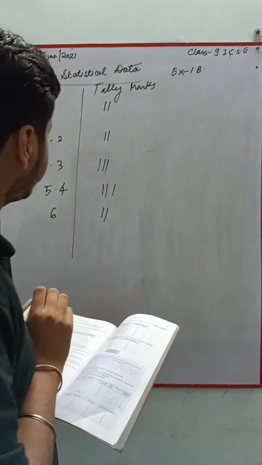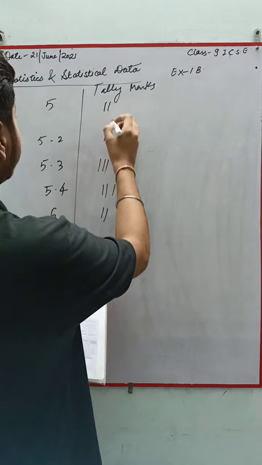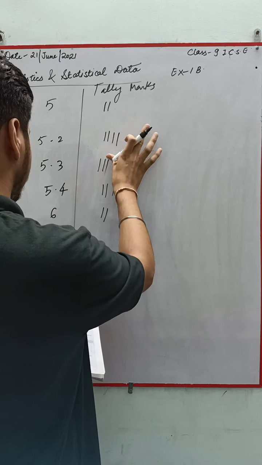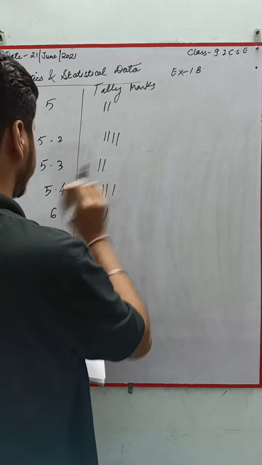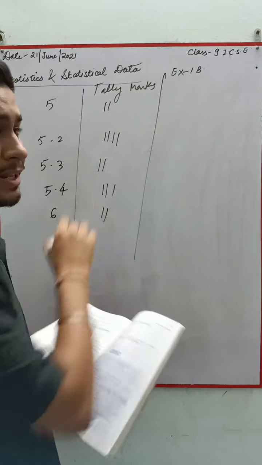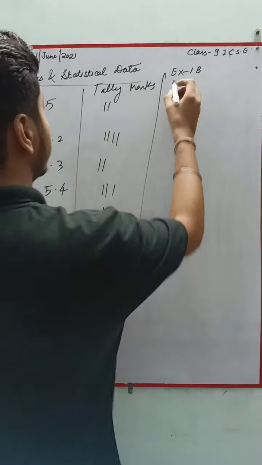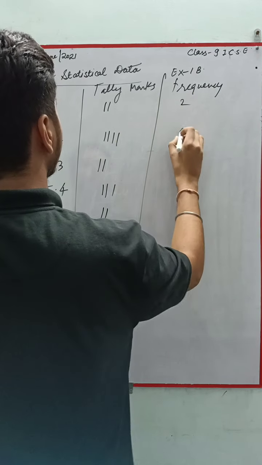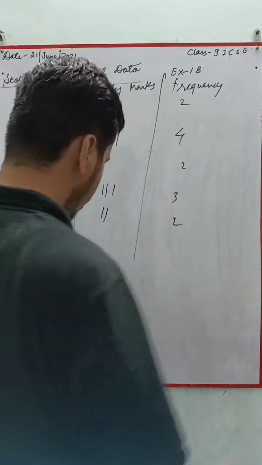Okay, so such type of tally marks will be there. Okay, one more, just wait. Yeah, like this. So after counting these tally marks, this will be our frequency column: 2, 4, 2, 3 and 2.